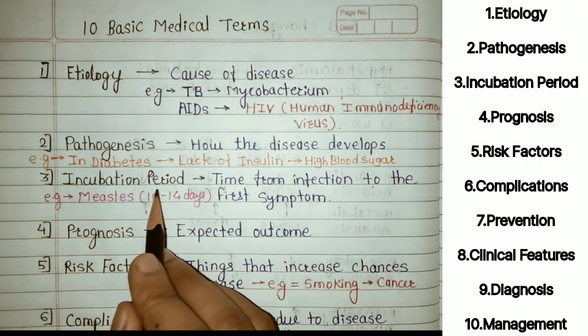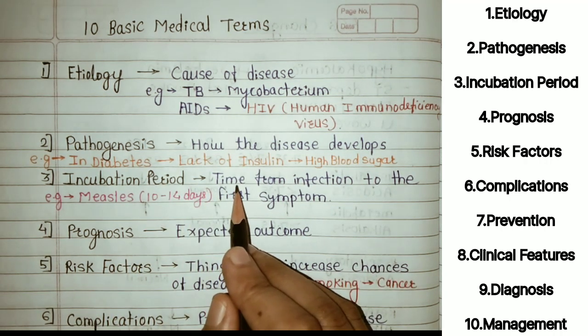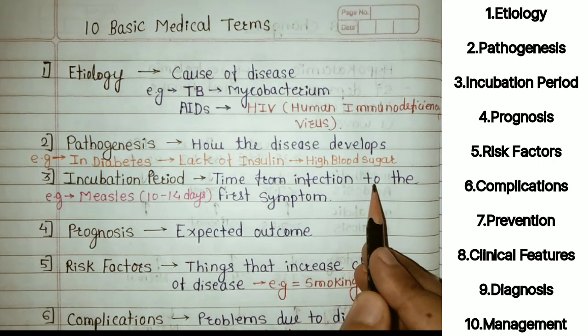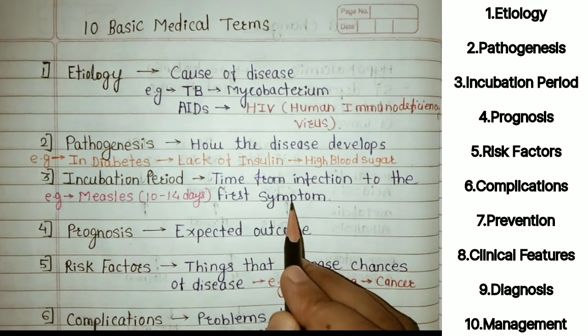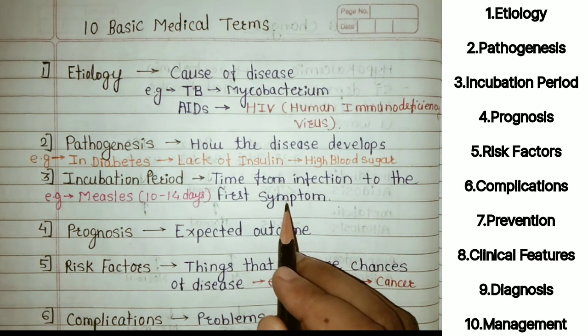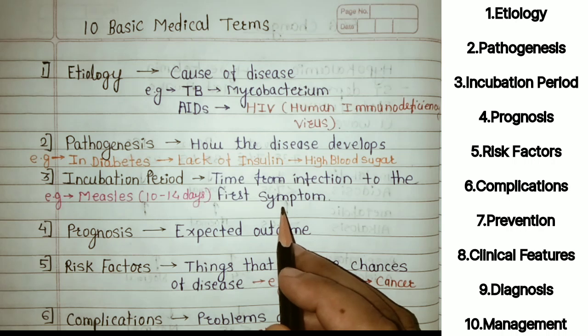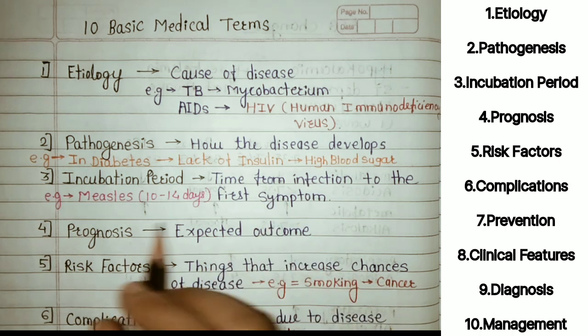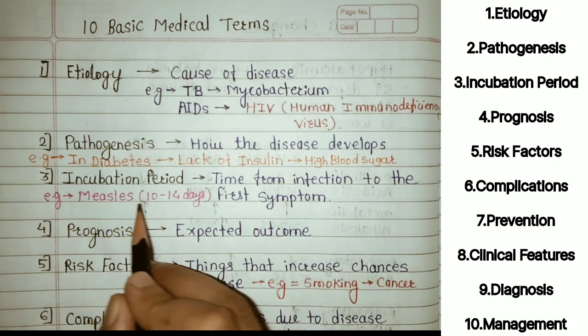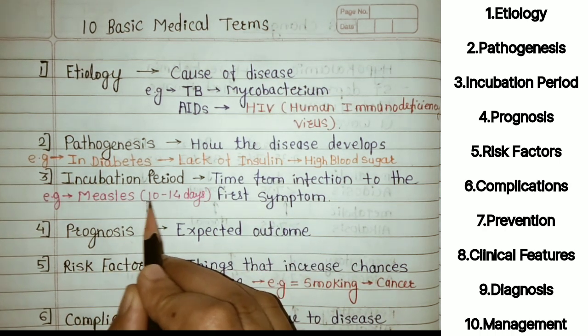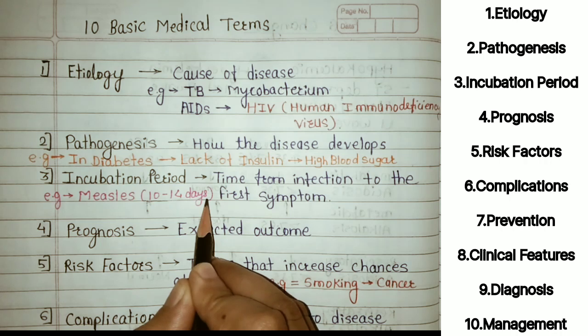Then the incubation period means the time from infection to the first symptom. We calculate from the time of infection to the first symptom. When infection occurs, and after that the first symptoms we see in that patient, that is the incubation period. Like in a measles patient, the incubation period is 10 to 14 days.